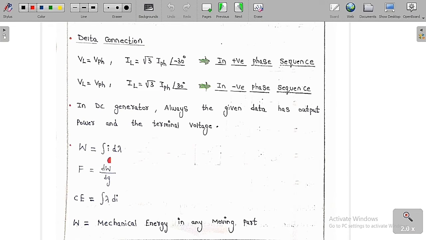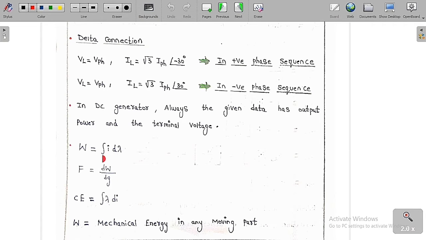So W is equal to integral of I into d lambda, F is equal to dW by dg, and C is equal to integration of lambda into di. W is called the mechanical energy in any moving part, lambda is called the flux linkage, G is called the air gap, F is called the mechanical force in any moving part, and C is called the co-energy.